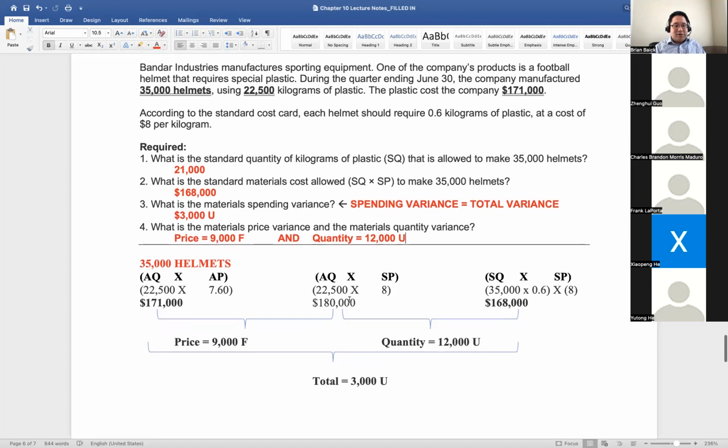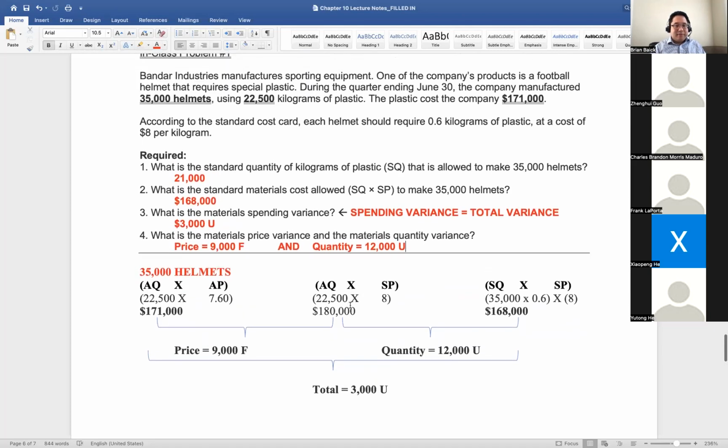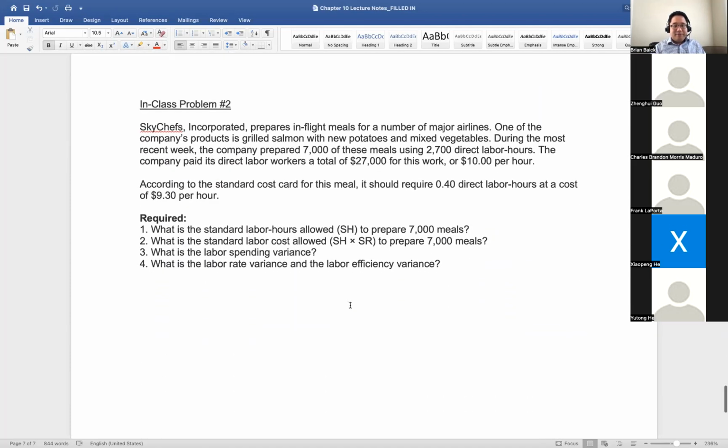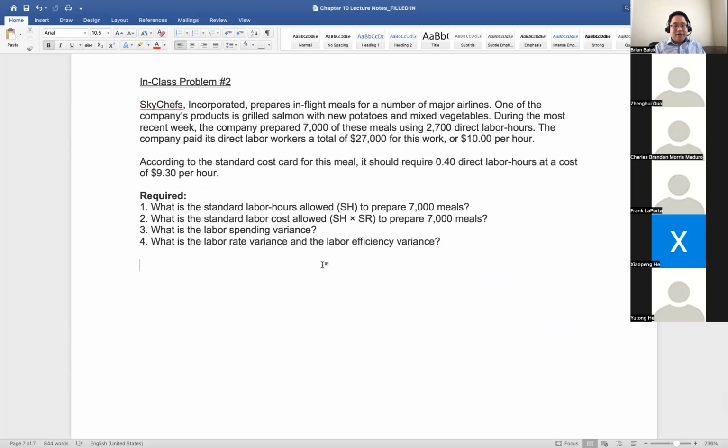Okay, let's do the last one then. This is for labor. I'll give you maybe a minute or two to read it. Look at it yourself and then we'll work on the answer together.